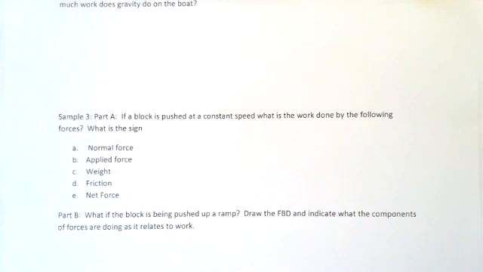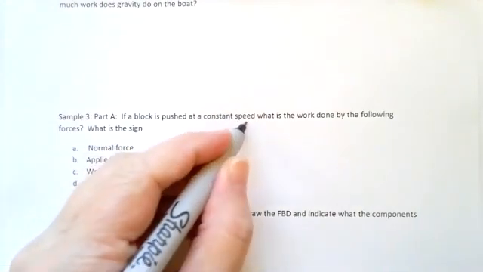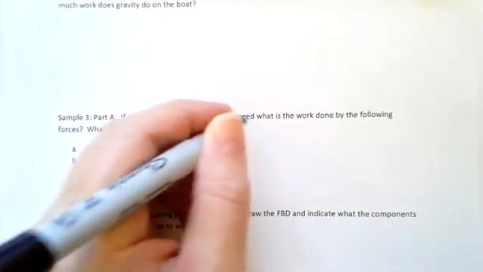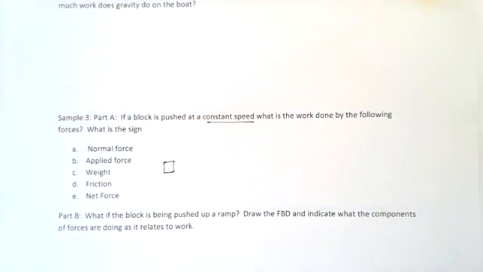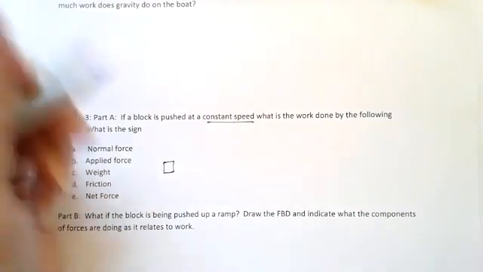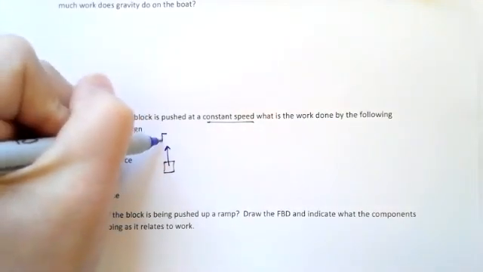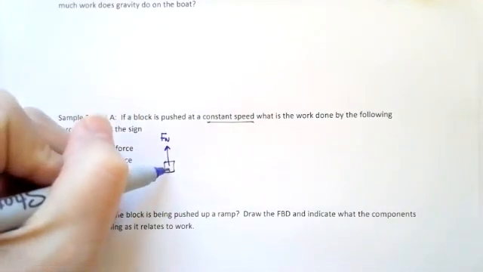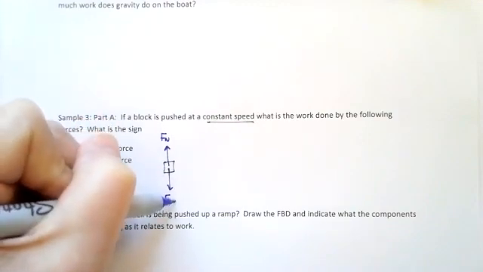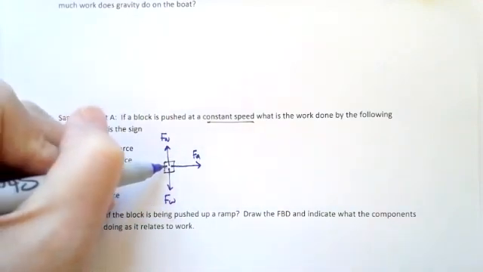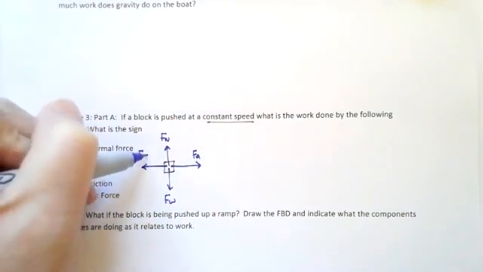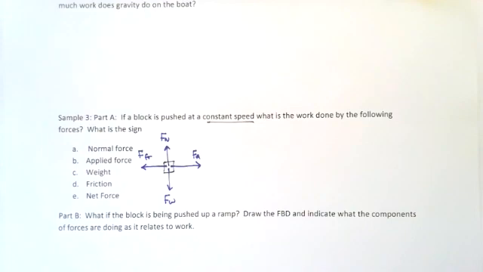So this time I am going to do a free body diagram, and we have constant speed. And I'm going to go with blue here. So I've got my normal force. I've got my weight vector. I have my applied force. And I have my force due to friction. And they want to know what is the work done and what is the sign.